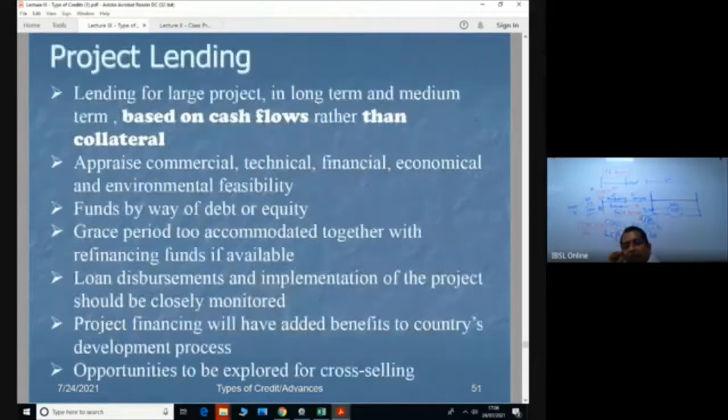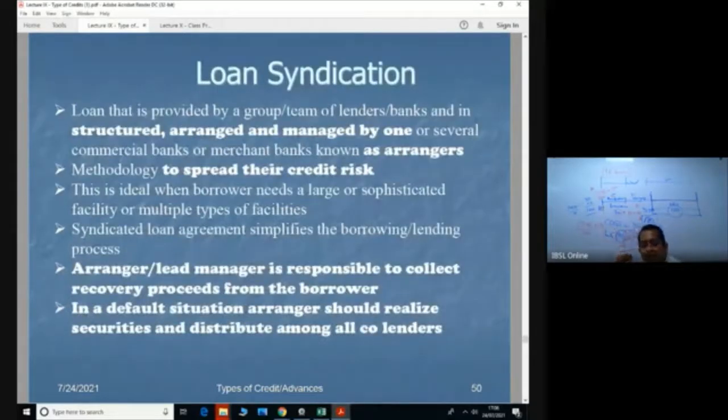Then the other two things are project lending and loan syndication. Loan syndication is for larger loans, where some company wants a 2-3 billion loan. One bank does not want to take that big risk. So what happens? They evaluate the project and share the project with all other banks. Whoever is willing to participate will come together. Jointly, several banks financing a project is loan syndication.